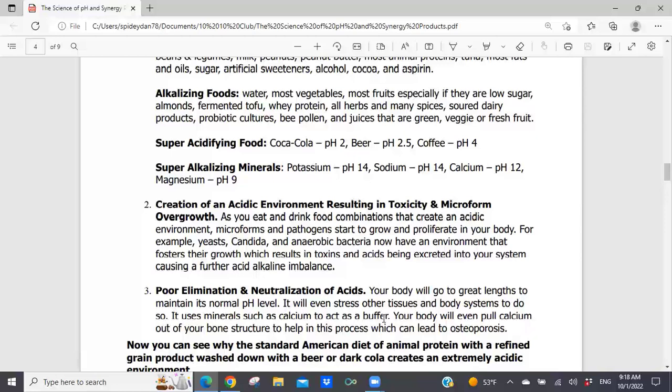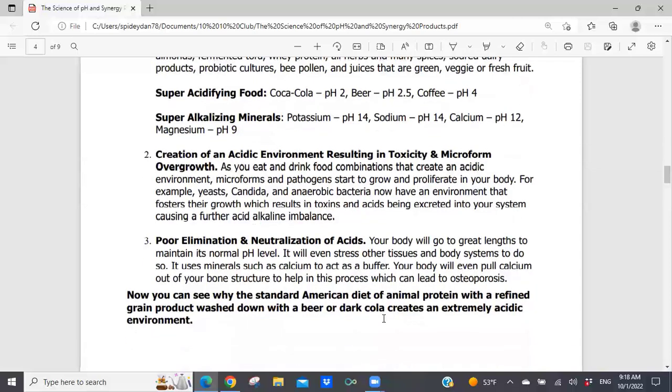And then the third aspect is that as this goes on, there is poor elimination and neutralization of acids. Your body will go to great lengths to maintain its normal pH level. It will even stress other tissues and body systems to do so. It uses minerals such as calcium to act as a buffer. Your body will even pull calcium out of your bone structure to help this process, which can lead to osteoporosis.